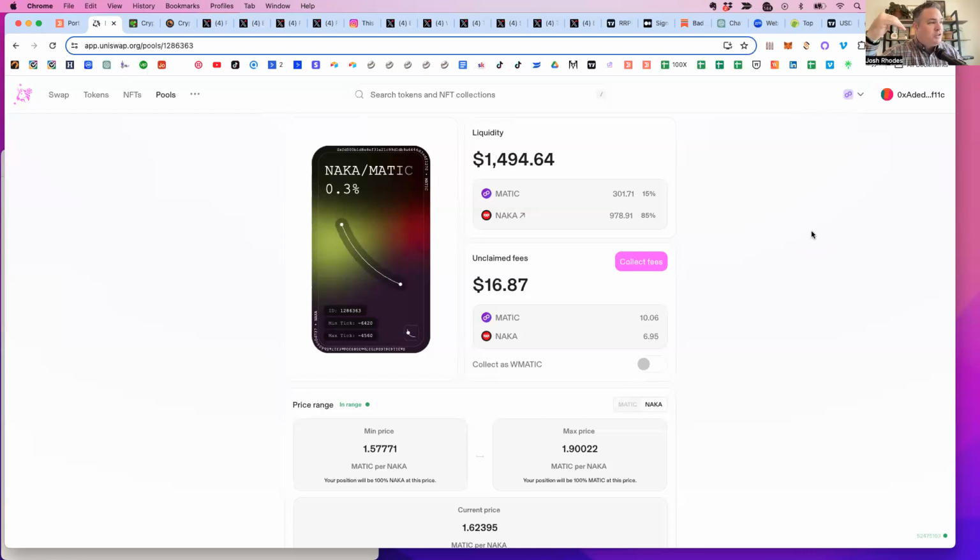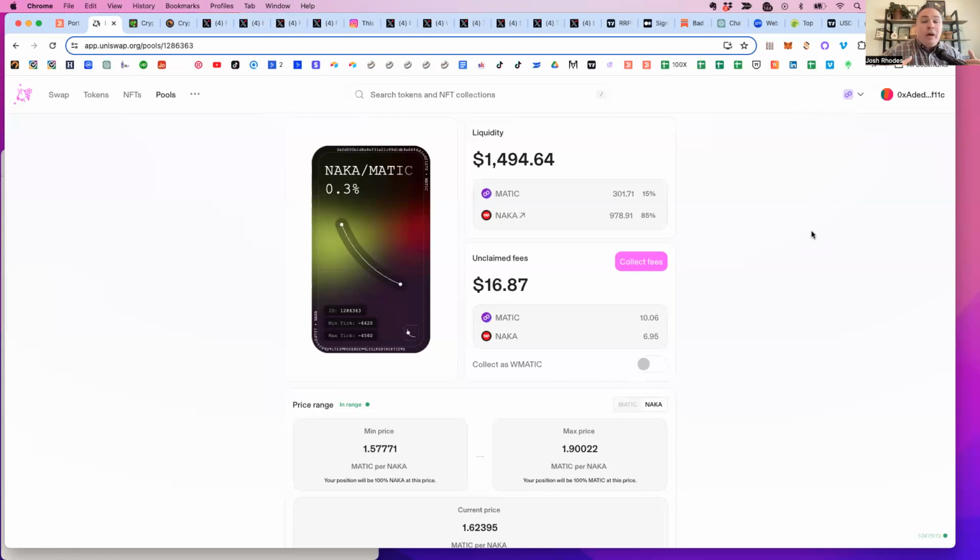The other version of impermanent loss is if Matic goes down in price and Naka goes down in price or stays the same, or if one goes up and the other one goes down. There's an impermanent loss. Again, keyword impermanent, because it's not permanent until you liquidate, sell, and move on. It's impermanent because there's always an ongoing median average of impermanent loss in any pool or pair that you are using.